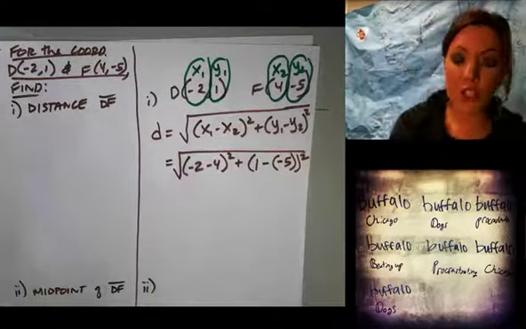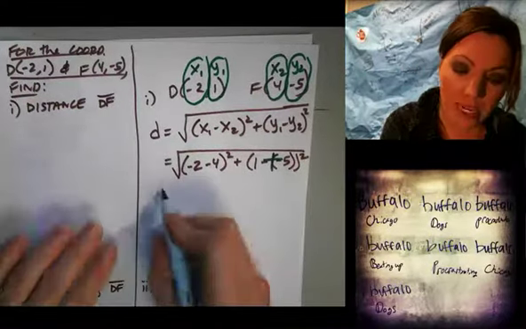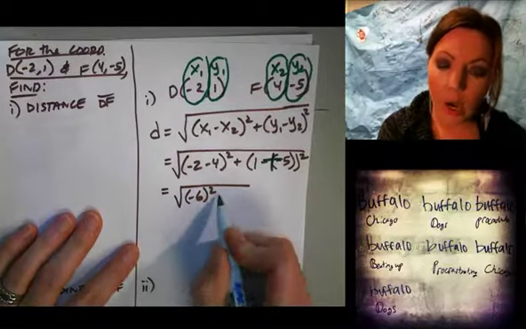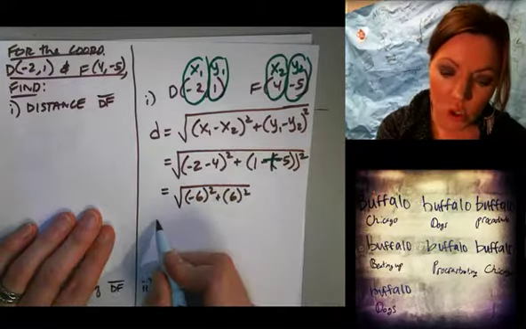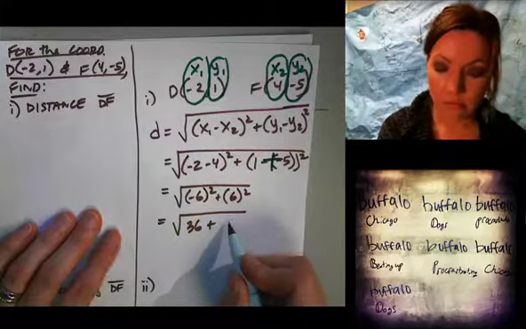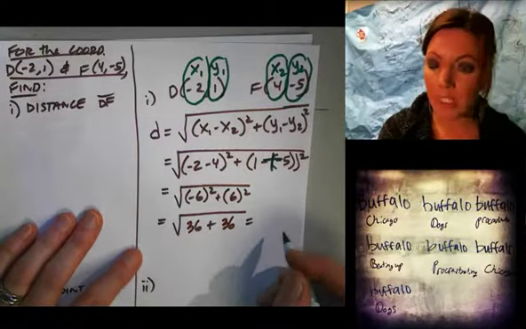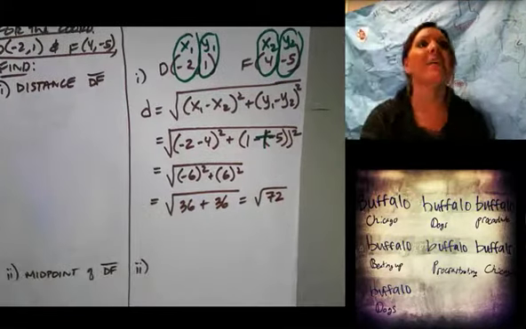Okay, double negatives turn into a what again? Positive. All right, everybody shout out, what is negative 2 minus 4? Negative 6. And what is 1 plus 5? 6. What is 6 squared? 36. And what is negative 6 squared? 36. 36 plus 36? 72. Wow, we are all really enthusiastic today.